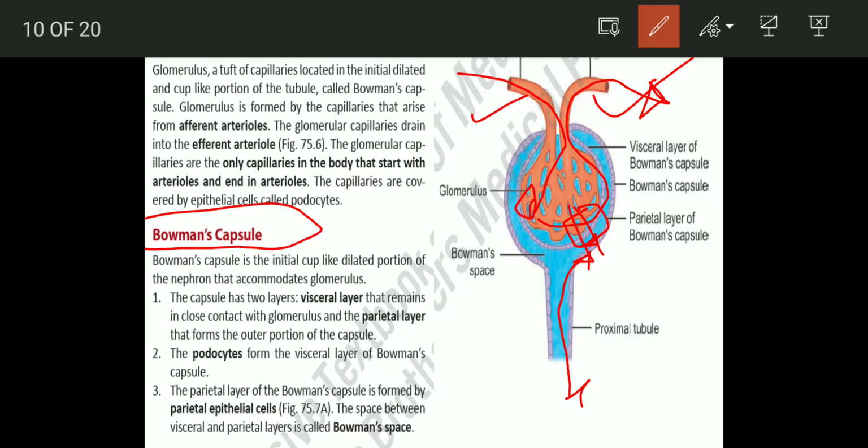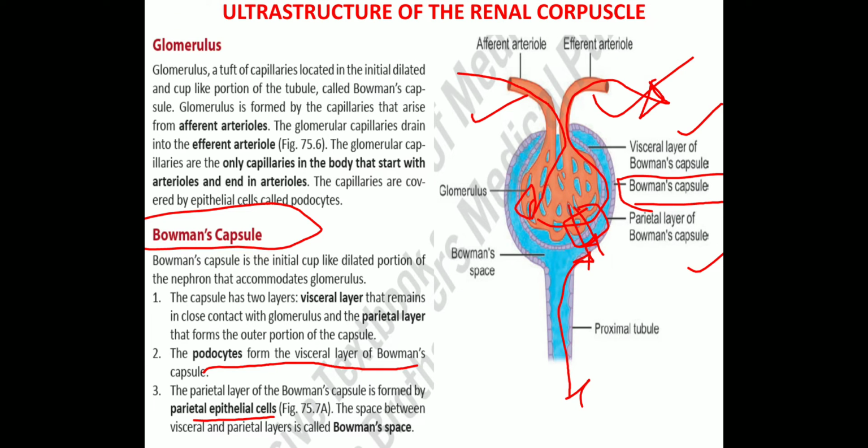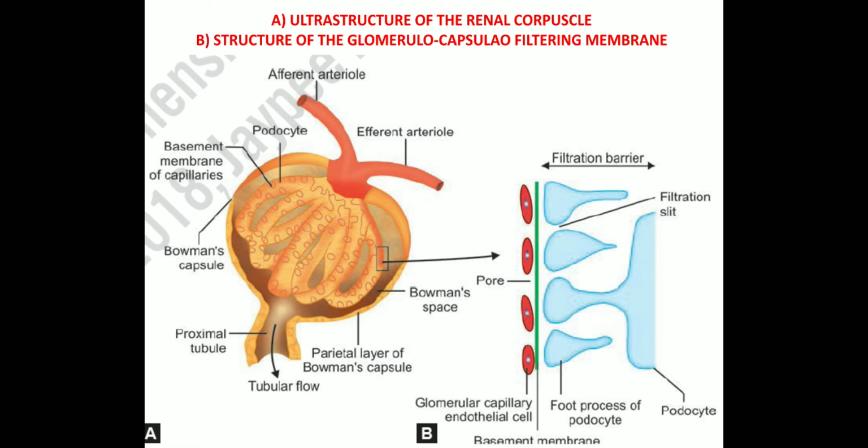This one is your Bowman's capsule, you can see here. It has two layers, one is the visceral layer and one is the parietal layer. Then there are podocytes, which are present in the visceral layer of the Bowman's capsule, and the parietal layer is formed by parietal epithelial cells. We'll be talking about how there is proper ultrafiltration of this renal corpuscle, and how this ultrastructure is seen.